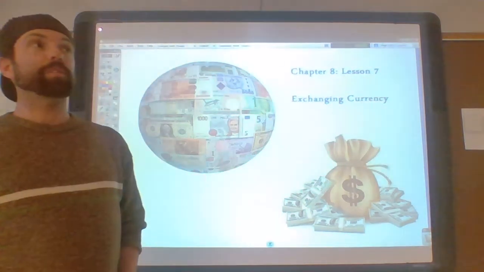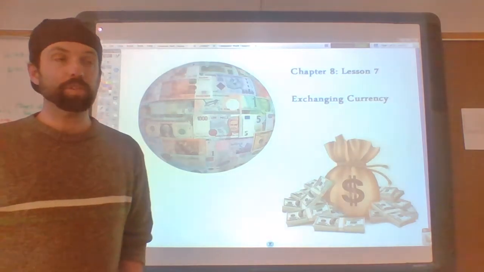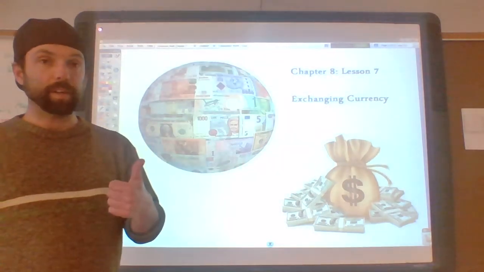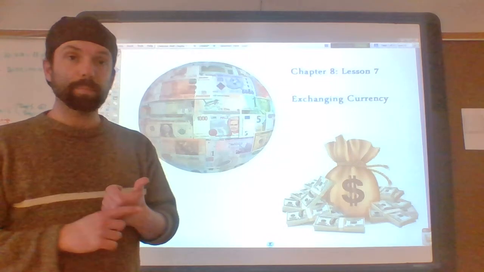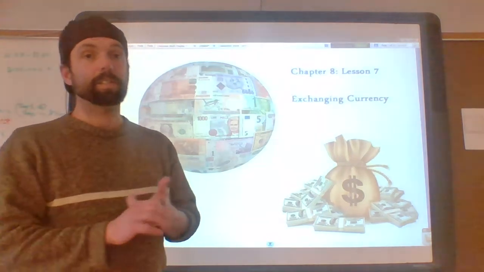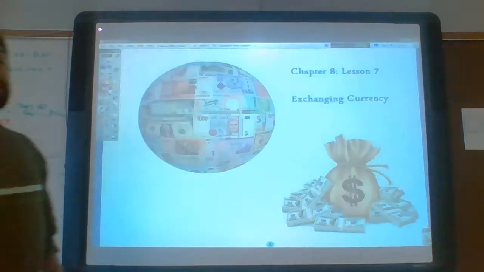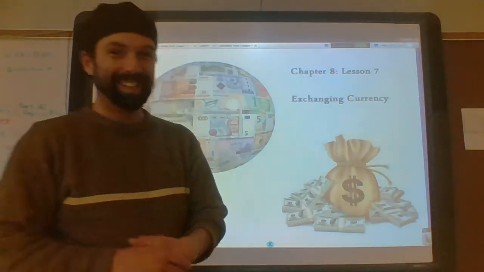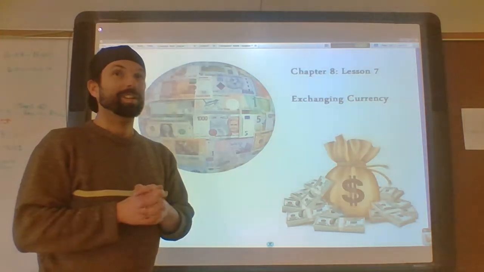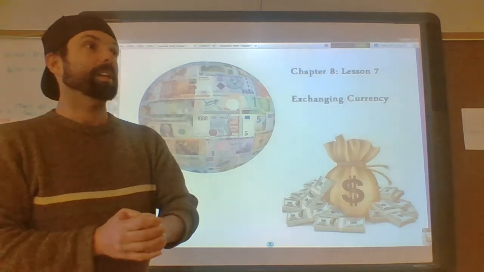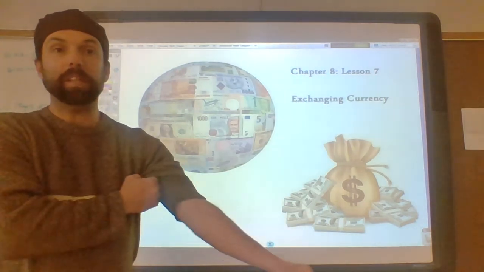Getting into Chapter 8, Lesson 7, Exchanging Currency. We skipped over a few of the middle sections of this chapter. So far, we've been talking about reading maps, calculating distances, and converting information from maps so that it's usable.